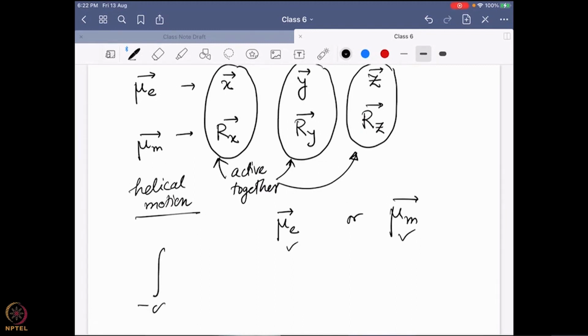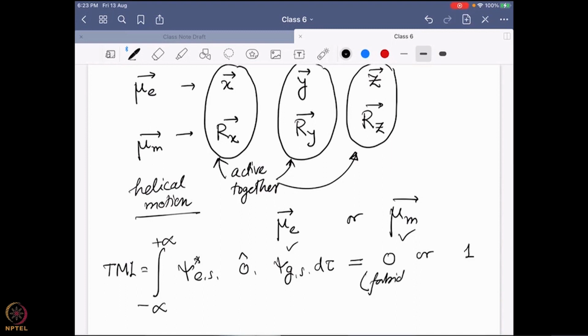We have said that the transition moment integral is given by psi excited state, the operator, and the ground state. Now I want to find out whether the value is 0 or 1. If it is 0, it is forbidden. If it is 1, it is allowed. Now this full thing I can define with respect to symmetry elements.